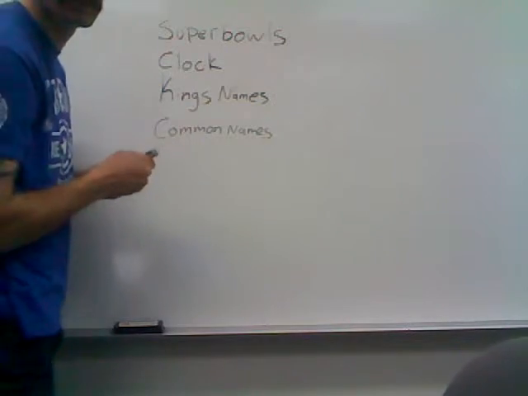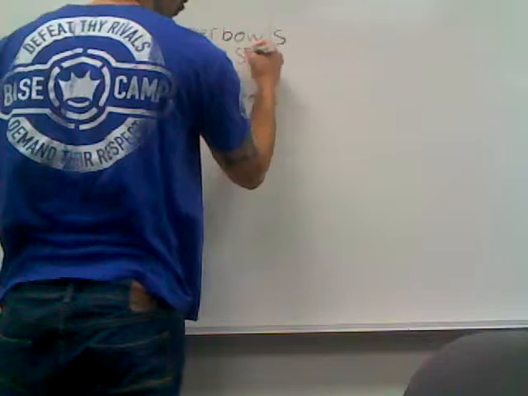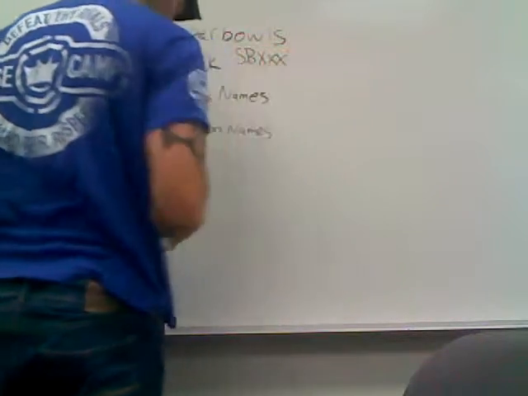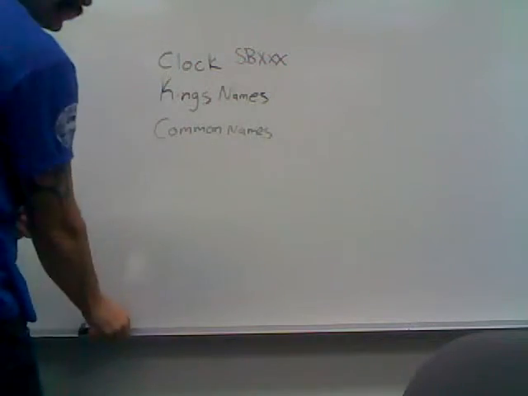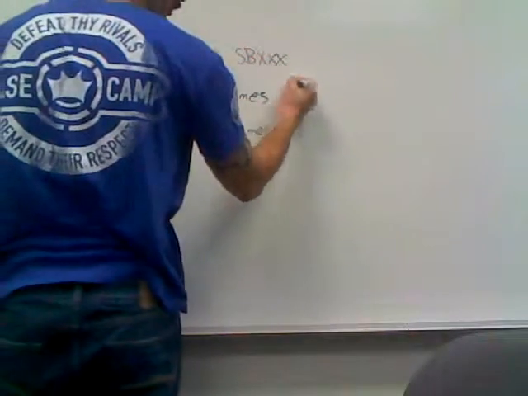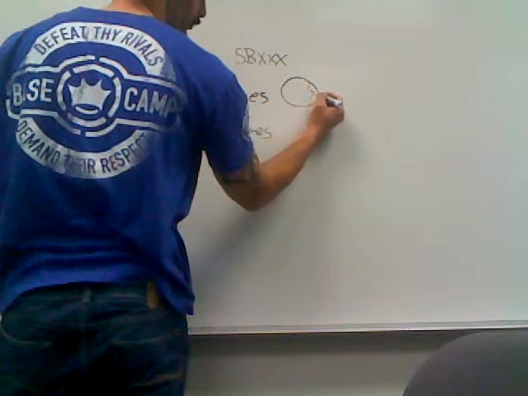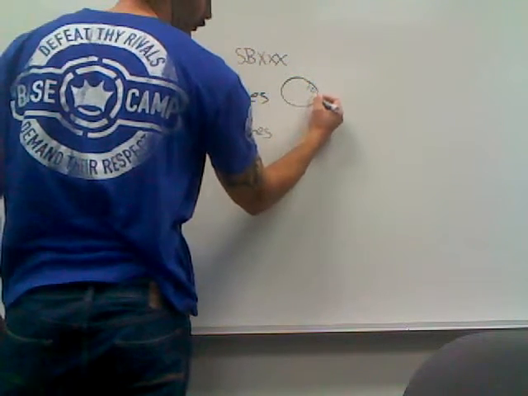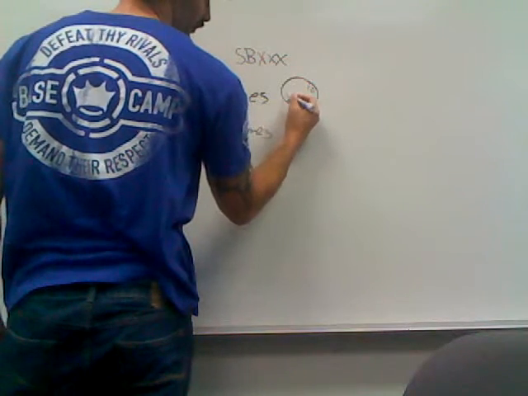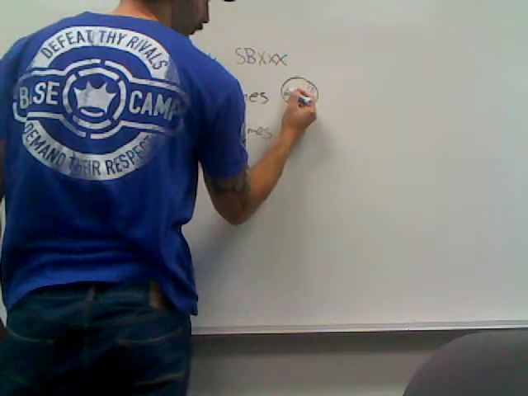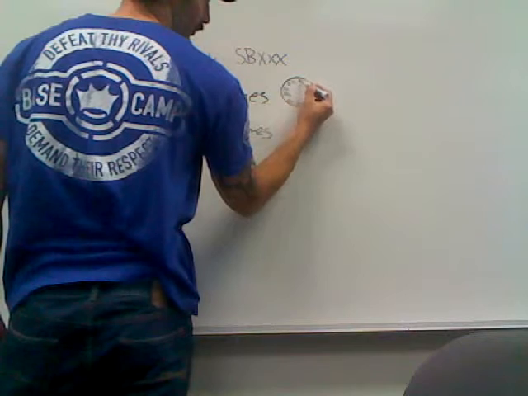Super Bowl 30. It would be Super Bowl XXX. A clock. Draw a clock. You would have 1, 2, 3, 4, 5, 6, 7, 8, 9, 10, 11, 12.